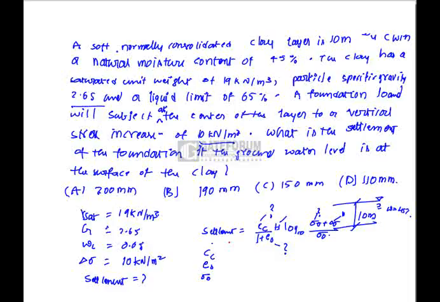So how are we going to calculate Cc? There is a relationship: the compression index Cc is given by 0.009 into liquid limit minus 10 for a normally consolidated clay. By substituting these values, 0.009 into liquid limit, which is 65, minus 10, that implies Cc is 0.495.